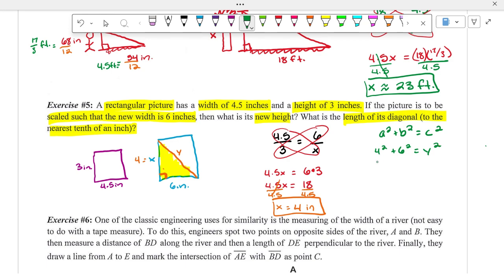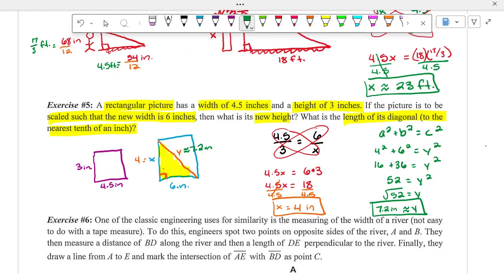What's 4 squared? Plus what's 6 squared? It's equal to y squared. So this would be 52 is equal to y squared. So y is equal to the square root of 52, which, put that in your calculator, round to the nearest tenth. y is approximately what? So round to 1 decimal place. 7.2 inches. Good. So that's the diagonal. So this would be about 7.2 inches.